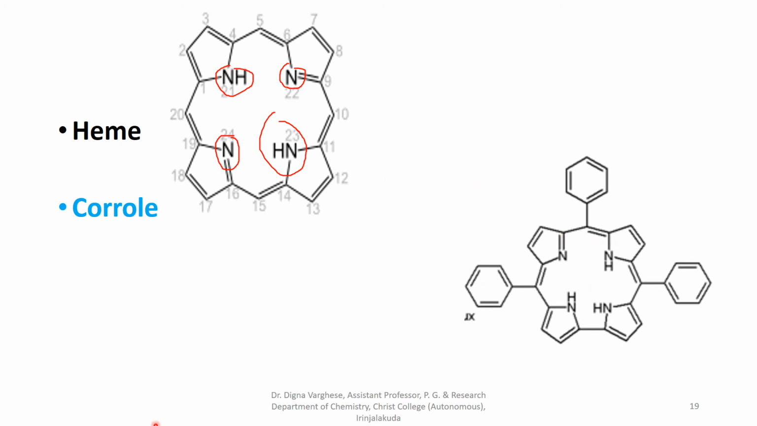And here also you can see the 4 nitrogen atoms NH, NH, NH, N. These 4 nitrogen atoms can be coordinated to the metal atom. So these are known as tetradentate ligands.